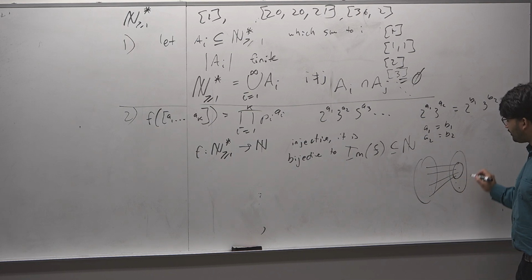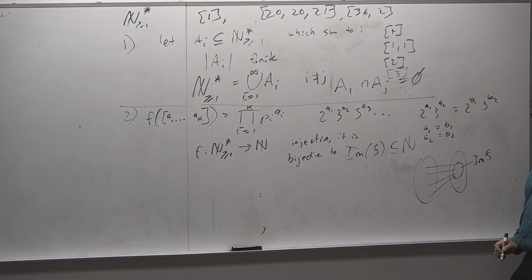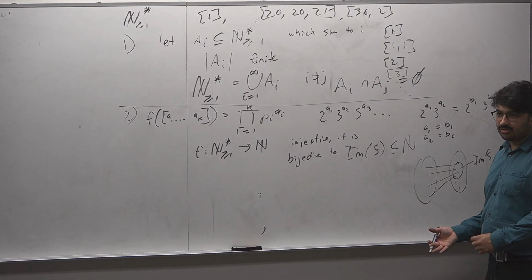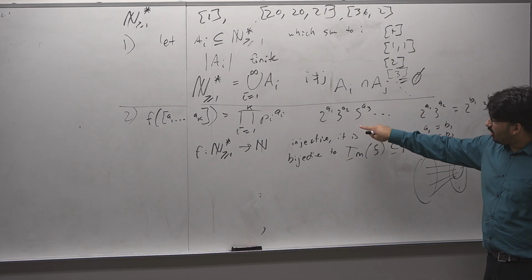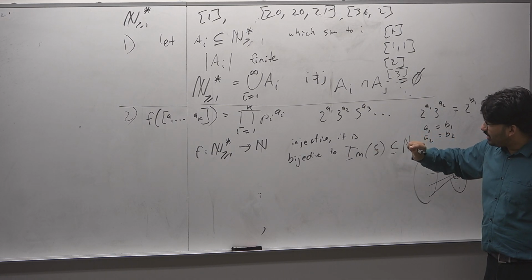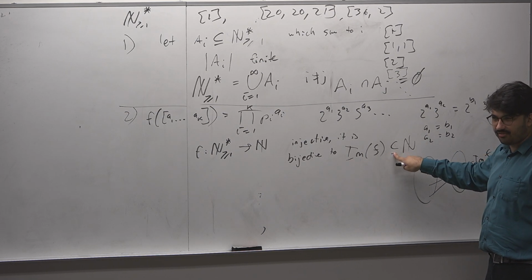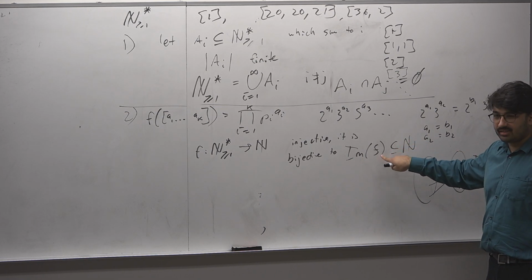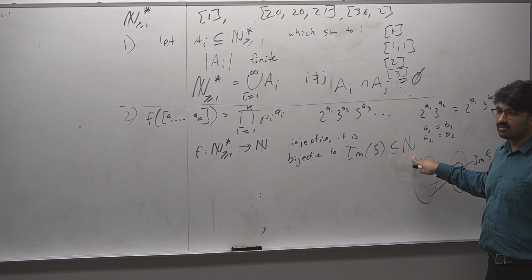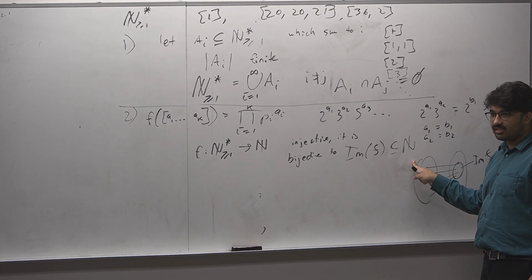The things that are mapped to is called the image, right? The image, being a subset of the naturals, is enough because although it's injective to the naturals, it's bijective just trivially to the image of the F. Now, what do we know about the image of F? It's a subset of the naturals. It's a subset of a countably infinite set.